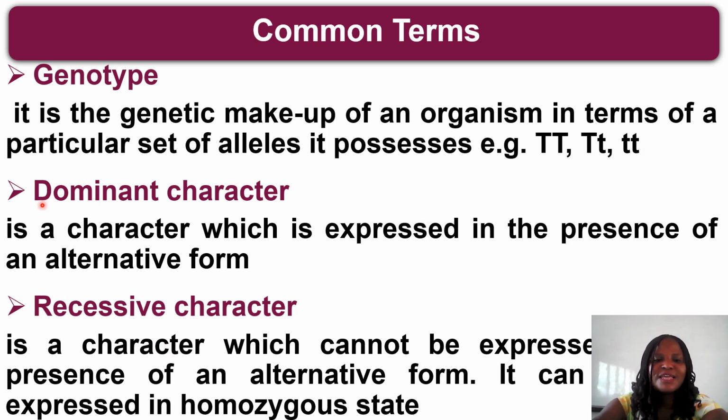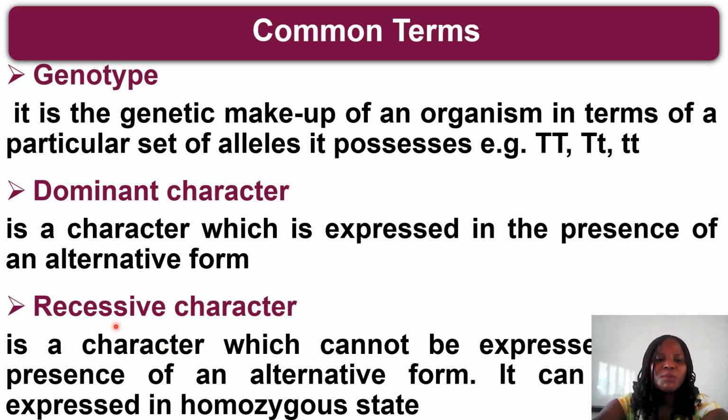Now let's look at a dominant character. What is a dominant character? A dominant character is a character which is expressed in the presence of an alternative form. So, for example, let's represent capital T to be a dominant allele for height in plants, which is for tallness, which is the dominant character.